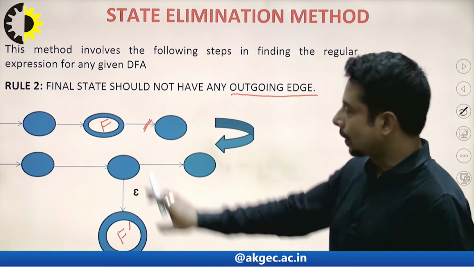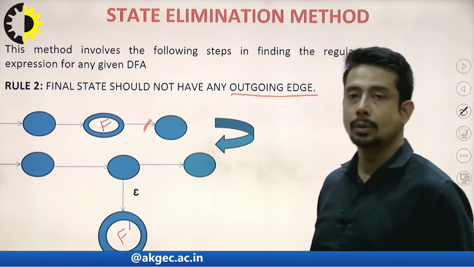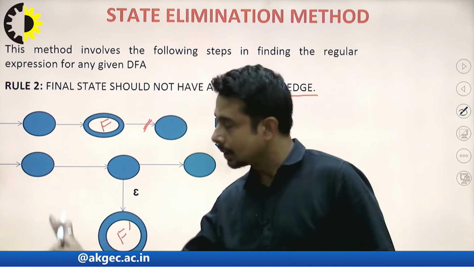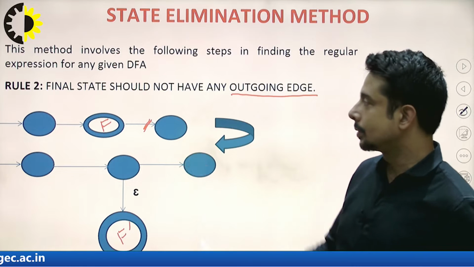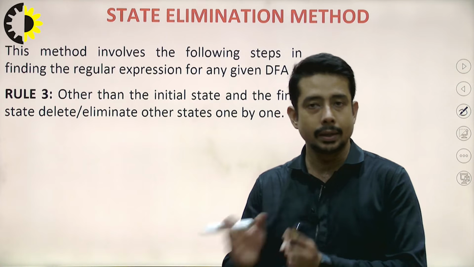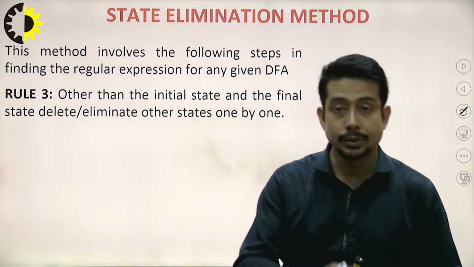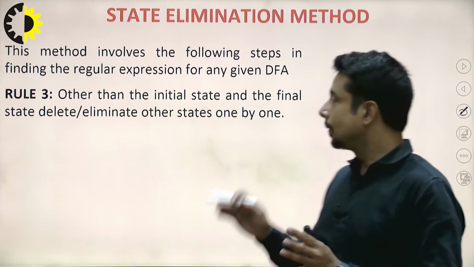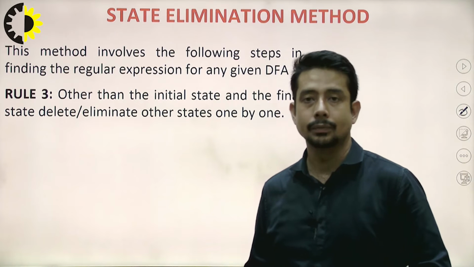Whatever outgoing edges there are, for them you need to make this a normal state, and from there do an epsilon transition to a new final state. So this is your rule number 2. Rule number 3 says that once rule 1 and rule 2 are done, just eliminate the other states except initial and final. Then you will get the final expression.